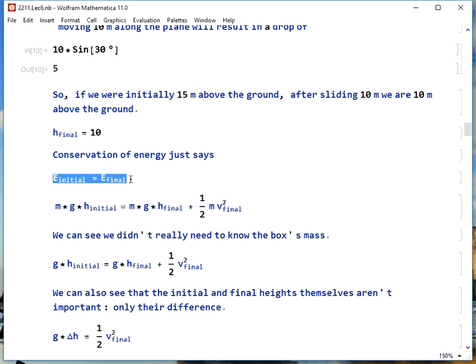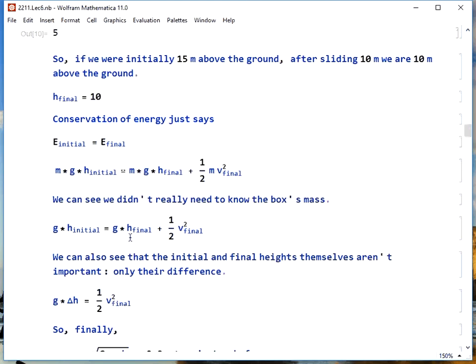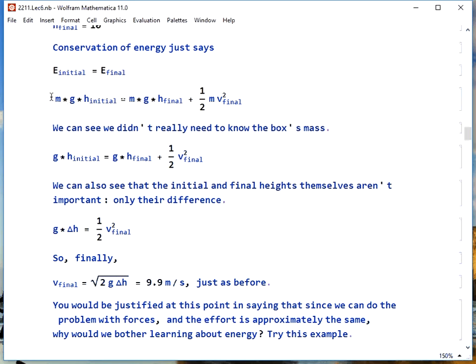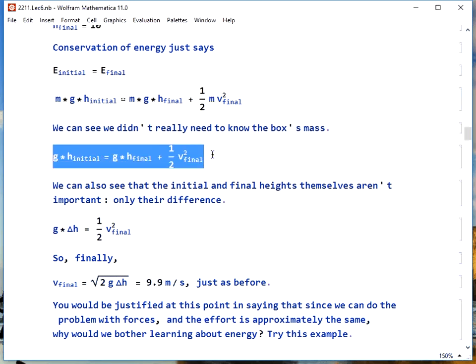Conservation of energy says the energy at these two places has to be the same, so we get mgh initial is mgh final plus 1/2 mv final squared. Remember, we have no v initial. We don't really need to know the box's mass. If you look, it'll cancel out, and we get something like this.